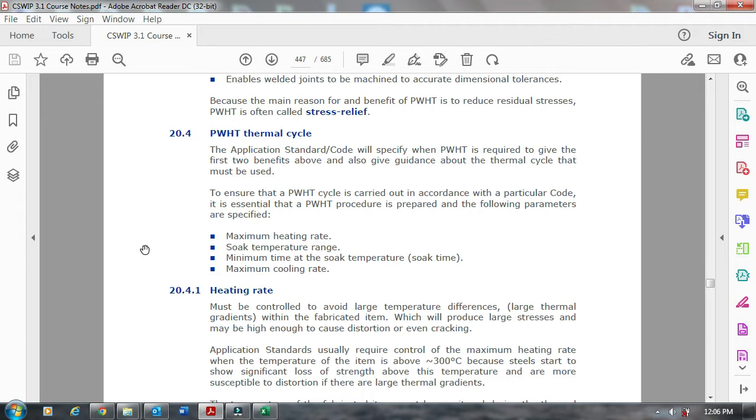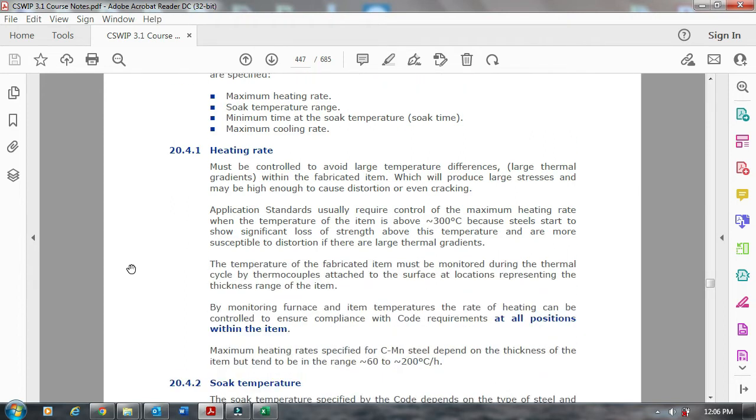So to ensure that the PWHT cycle is carried out in accordance with the particular code, it is essential that a PWHT procedure is prepared with the following parameters. The PWHT procedure is made by the welding engineer and is reviewed by quality control people. So what should it have? It should have a maximum heating rate, a soak temperature range, a minimum time at the soaking temperature, and a maximum cooling rate. These are the minimum it should have. Let's see each one after another.